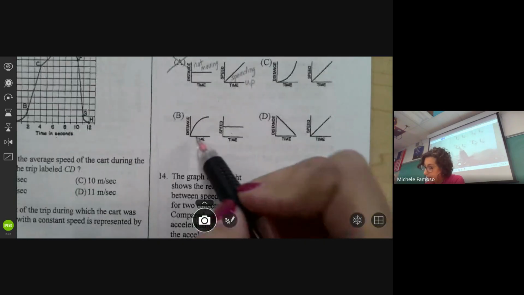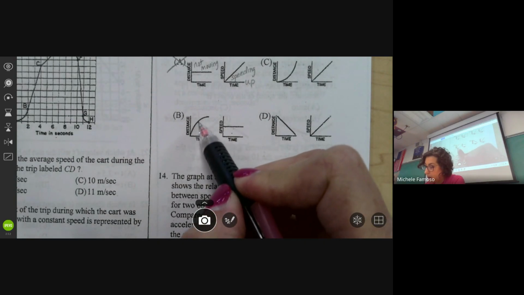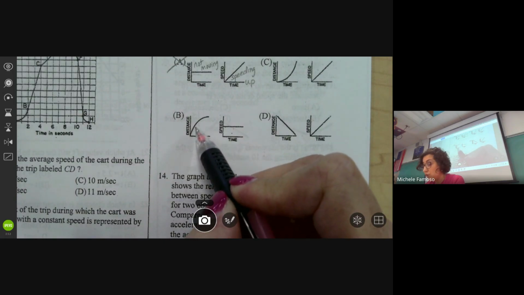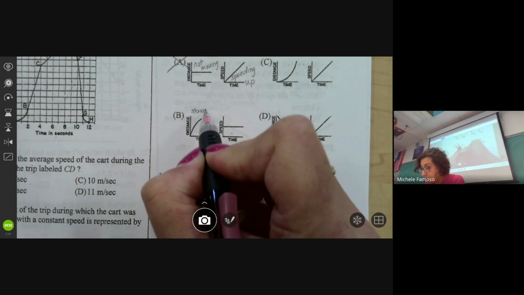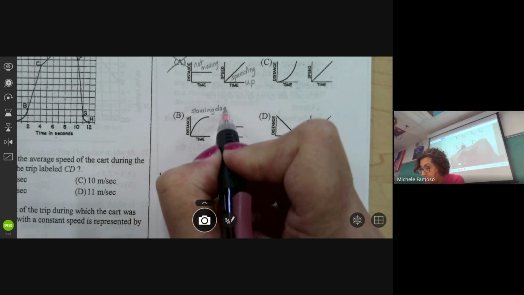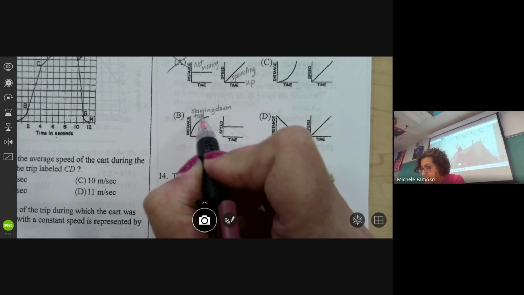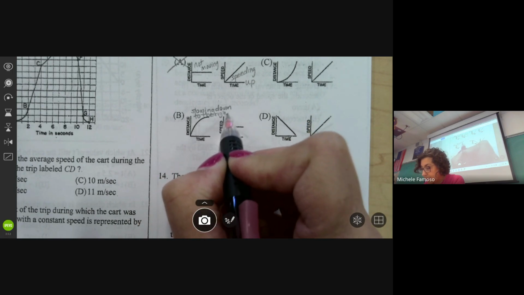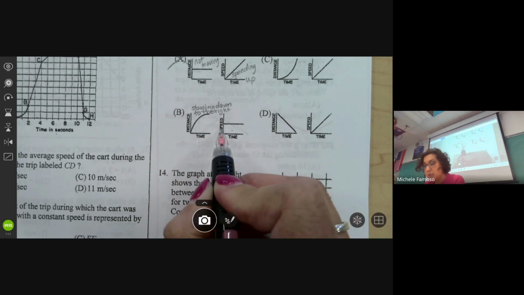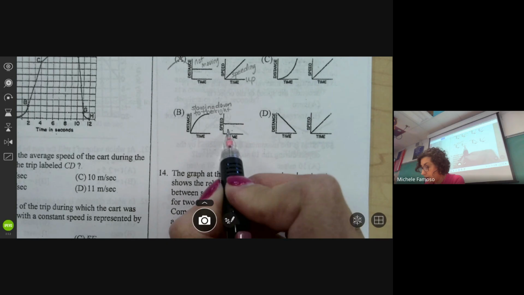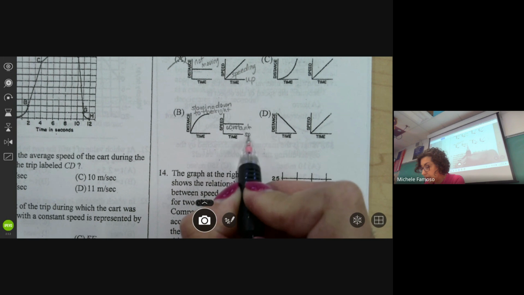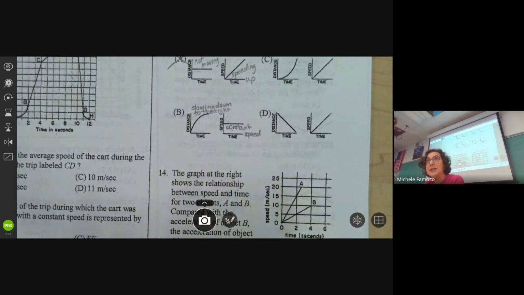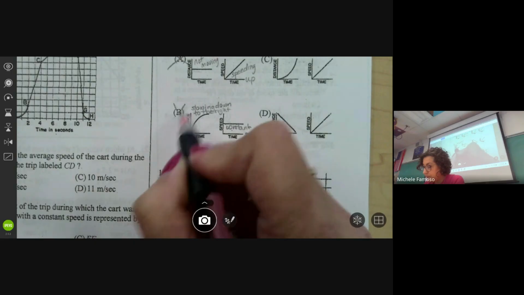If I look at B, this one shows the graph going up, which means I'm traveling to the right, and it's leveling off, which means I'm slowing down. So this is slowing down as I go to the right. This one shows that my speed is not changing. So here I have a constant speed. Slowing down and constant speed are not the same things.